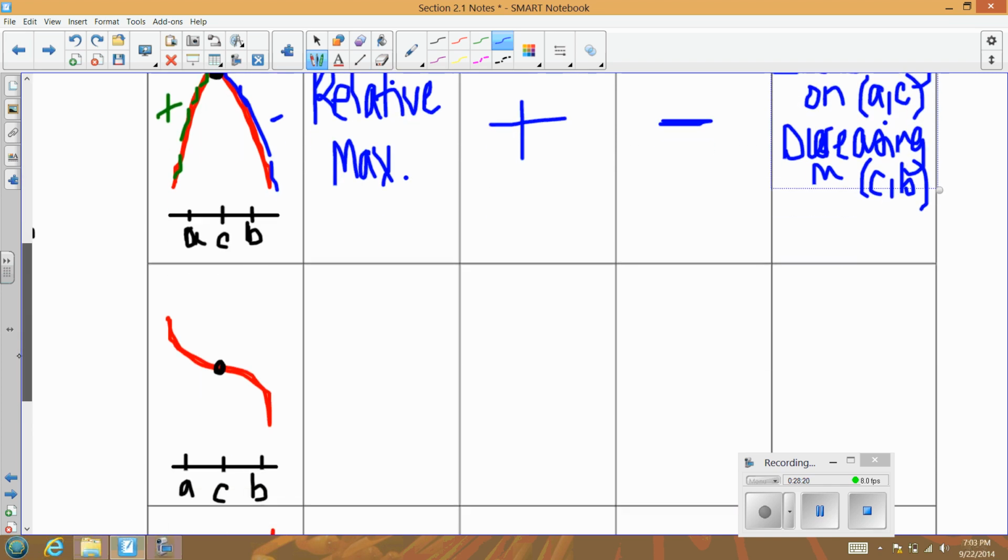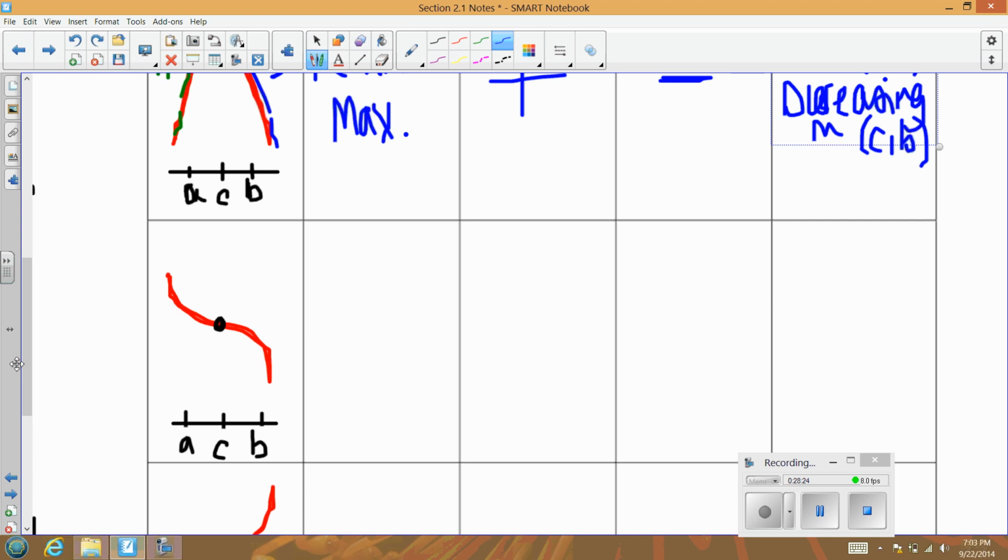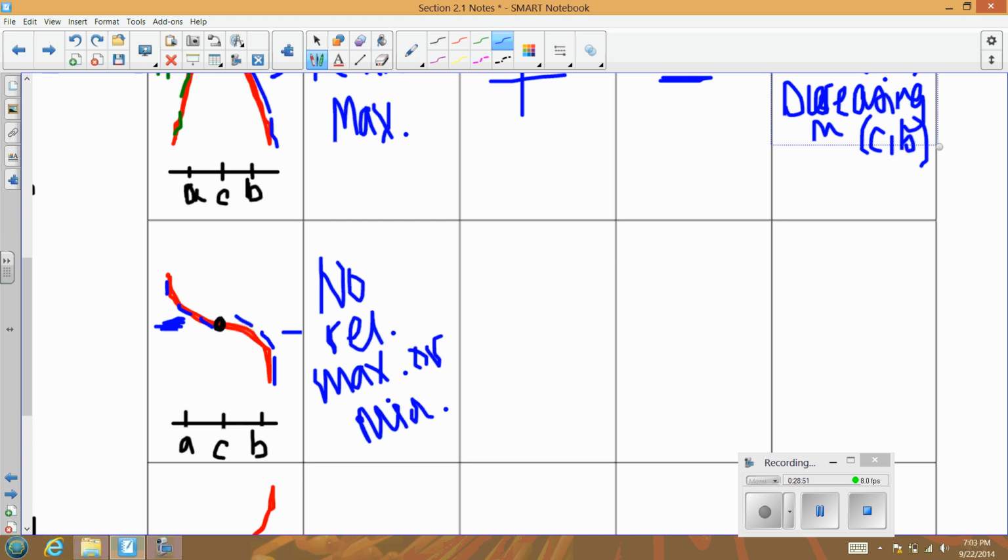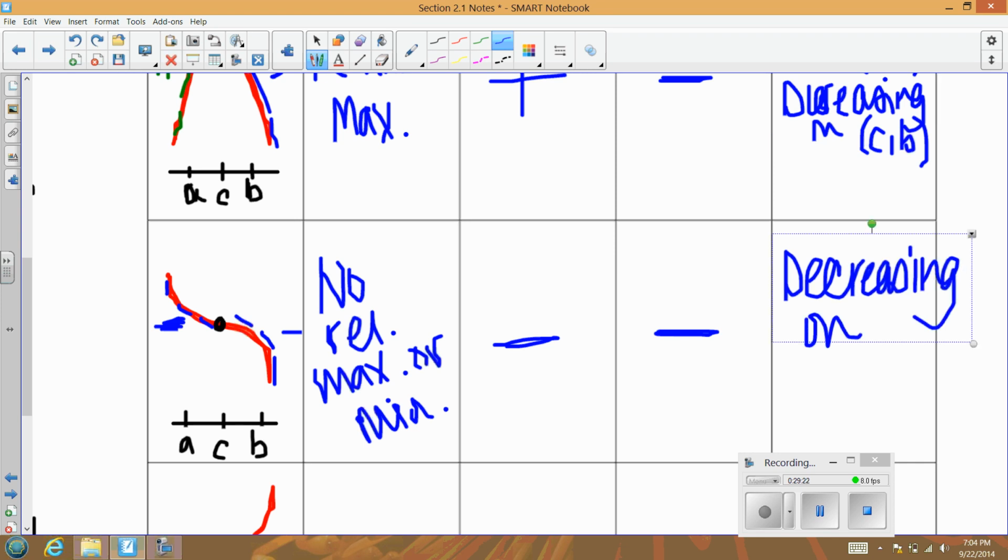So then let's look at the last 2 situations. What if we have a graph like this? All of my slopes would be negative, and then all of my slopes are going to stay negative. So if I have negative to negative, the value at C is not a max or a minimum. So there is no relative max or min in this situation. The derivatives on the left side of the critical value would all have a negative value, and the derivatives on the right side would all be negative too. Since I have slopes of negative values, my graph is decreasing on this entire interval, from a to b.